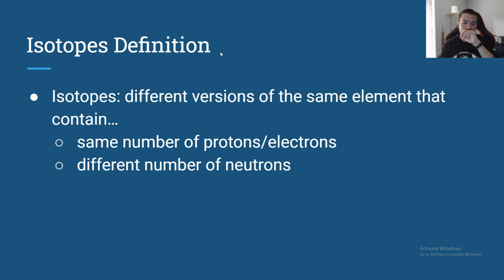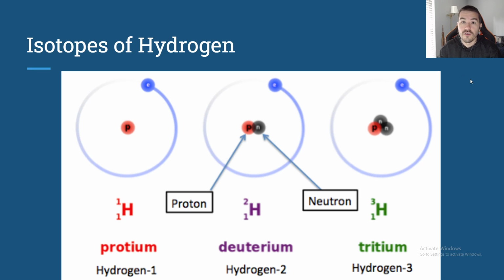Okay, so let me show you the definition here. An isotope, or isotopes, are different versions of the same element that contain the same number of protons and electrons, okay, but a different number of neutrons. So the protons and electrons are still the same amongst these different versions, but each isotope has a different number of neutrons. I think it's best to show you this in terms of a visual, right, a picture. So what I've got here are the three different isotopes, or the three different versions of hydrogen.